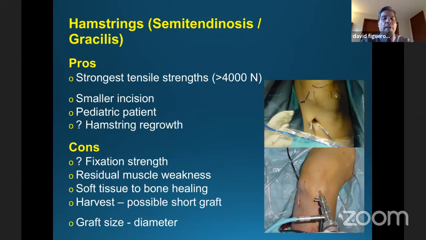There are some reports of regrowth of the tendons, controlled by ultrasound or MRI. But on the opposite side, the fixation strength is not as good as in BTB. There is a residual muscle weakness in some patients, especially in hamstring. There is an issue regarding soft tissue to bone healing. With the harvest, sometimes we don't have control of the size and diameter of the graft.